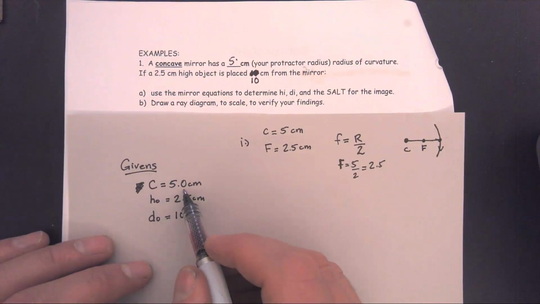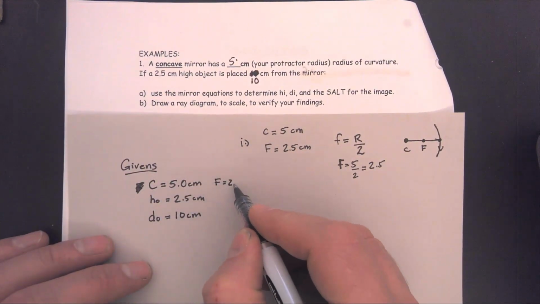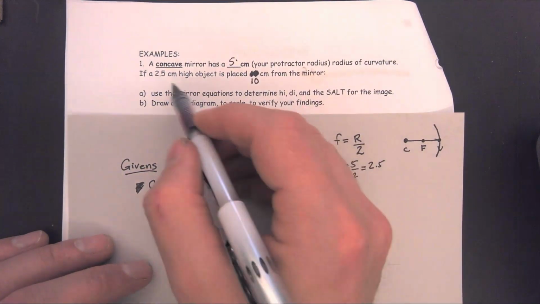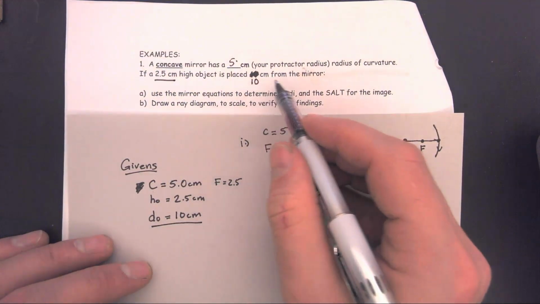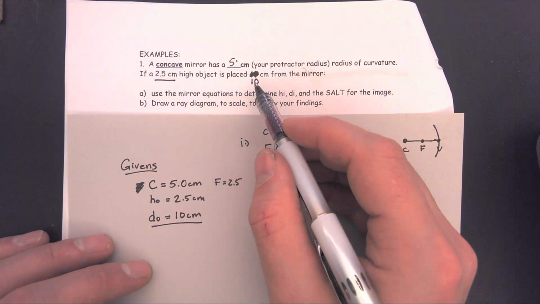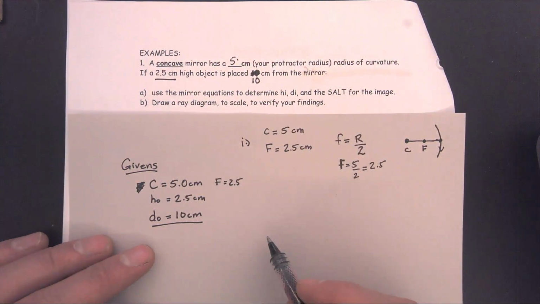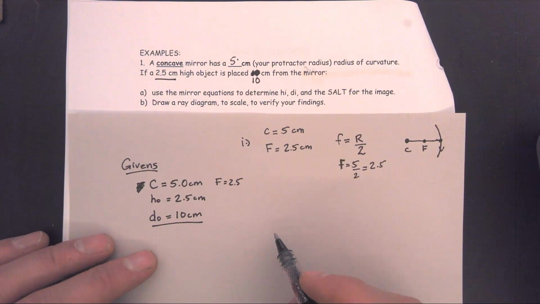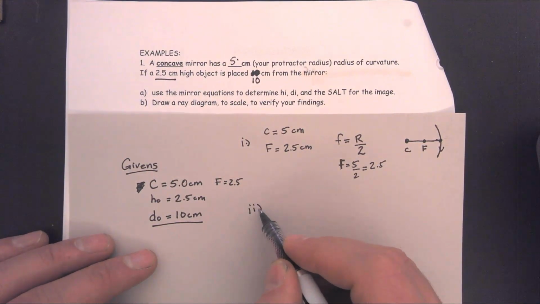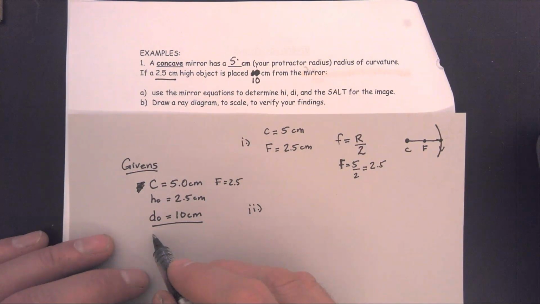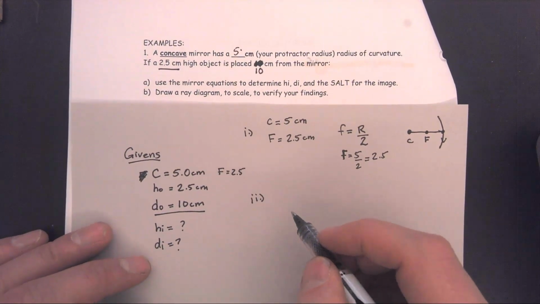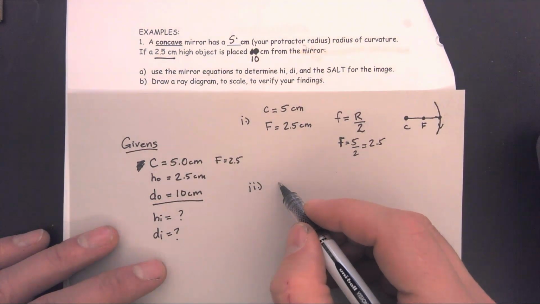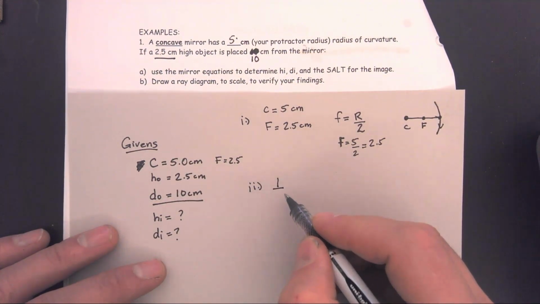It's a good idea to always write your givens down in a question. So I know my 5 centimeters is my C, which is equal to 2.5 of my focal length. I know the height of my object is 2.5 centimeters, and I know that the object is placed 10 centimeters from the mirror. I've changed this from 40 to 10 in your worksheet to make it a little bit more manageable to draw the diagram. So this is when we need to discover, again, the image, which means that we need to know HI, and we need to know the distance of the image as well. So the height of the image and the distance of the image is what I want to find.